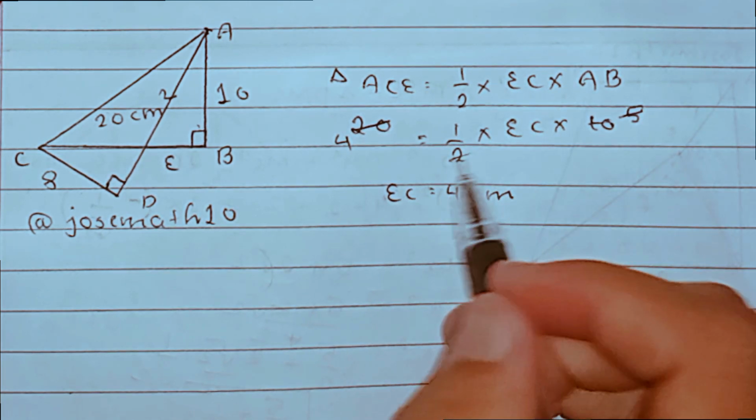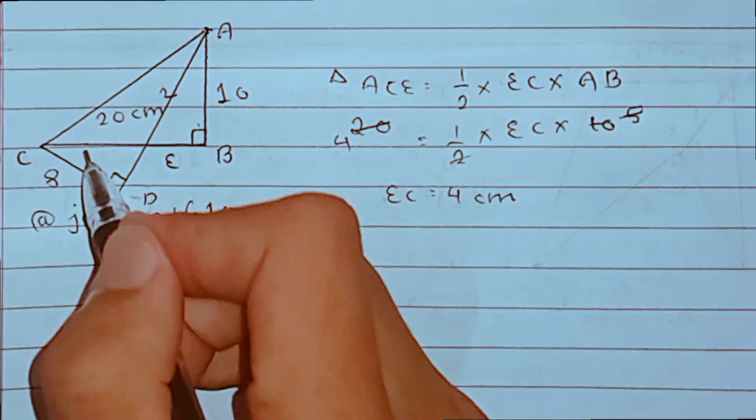1/2 base into height 4. Okay, 10, 5 to 10. Okay, we have EC with a value of 4 centimeters.